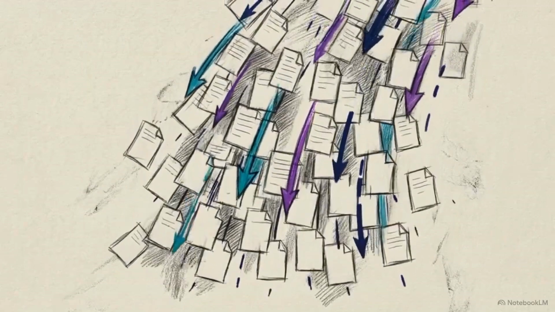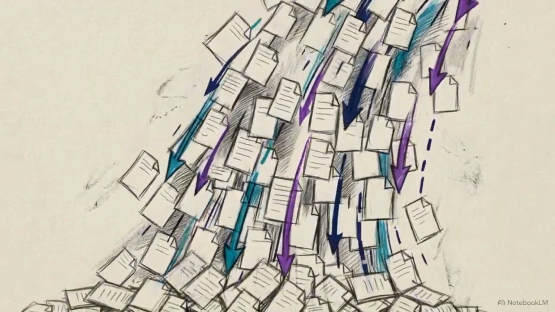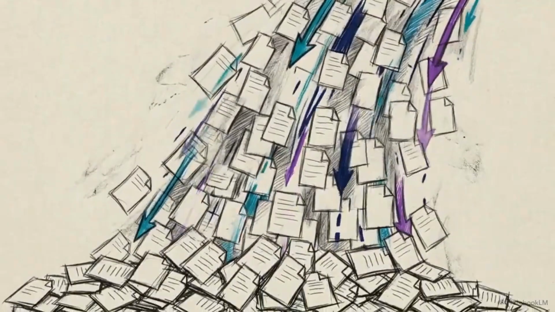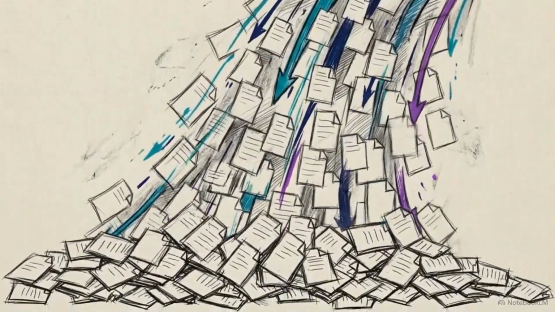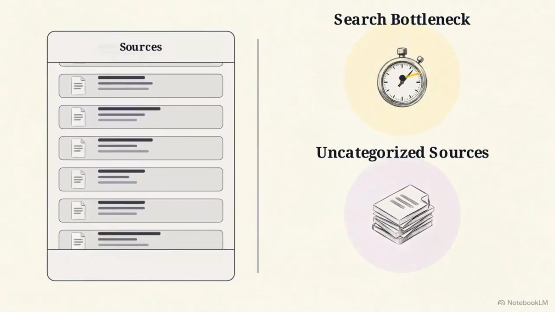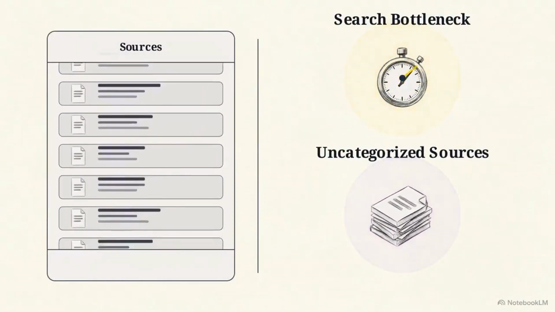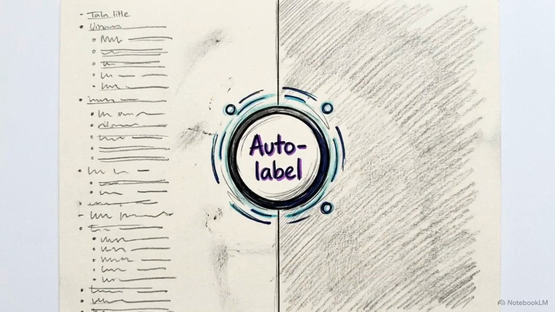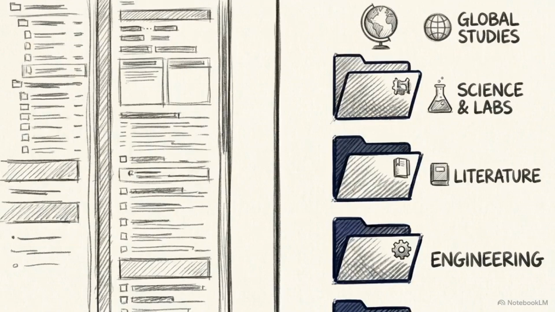When you load heavy research into a project, the source panel quickly turns into a massive alphabetical wall of text. Finding specific information requires endless scrolling, and keeping track of distinct topics becomes a severe bottleneck. This split-screen comparison shows the solution. NotebookLM now features an auto-labeling tool that takes that endless list on the left and instantly organizes it into the tidy, categorized folders you see on the right.